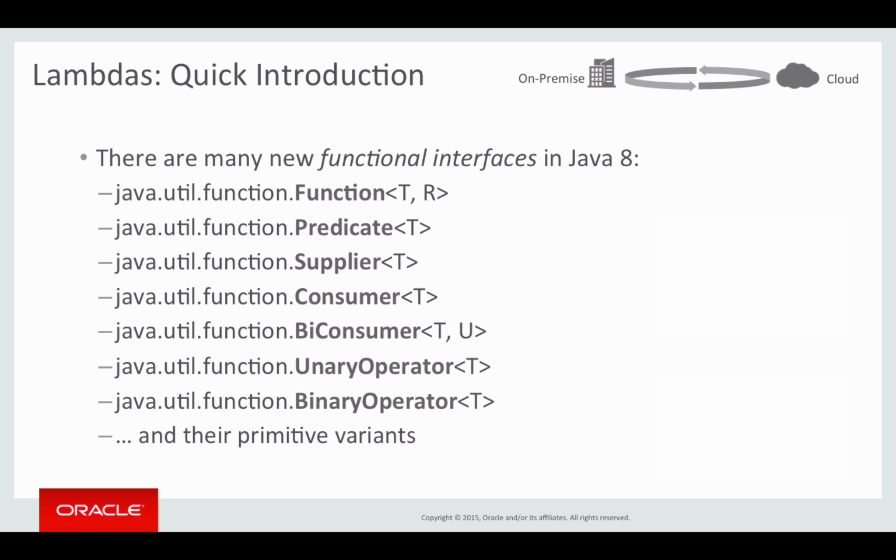So, in order to support lambdas, the Java team introduced many new functional interfaces in Java 8. They introduced things such as Function, Predicate, Supplier, Consumer, and then some things that really probably shouldn't be there, but they're necessary, such as BiConsumer, which takes 2 arguments, unlike Consumer, which takes 1, etc., etc. There are also primitive variants of many of these interfaces.